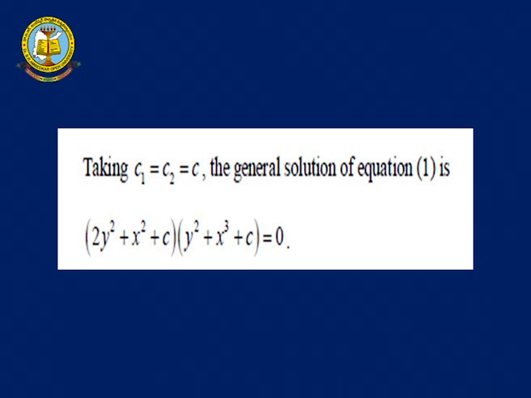But this is only a first order equation. So, instead of c1 and c2, we take only one constant, that is c. So, c1 equal to c2 equal to c. Then the general solution of equation 1 we can write as follows.